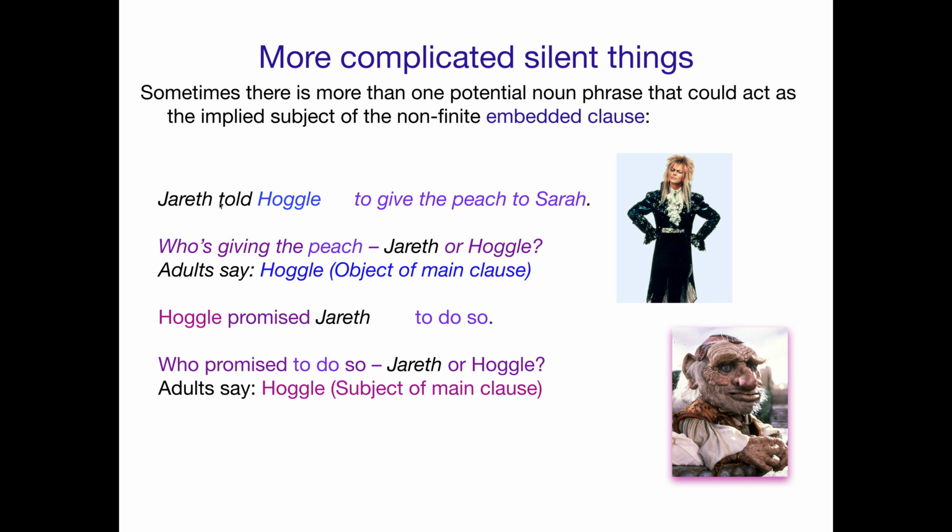In this case, Jareth told Hoggle to do something. It's the object, right? Told Hoggle. The object functions as the implied subject, but here Hoggle promised Jareth to do so. It's the subject that is acting like the implied subject of our non-finite clause. So we see different interpretations that adults have learned, right?